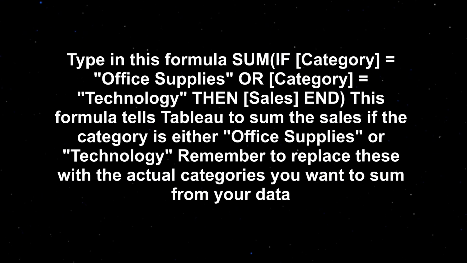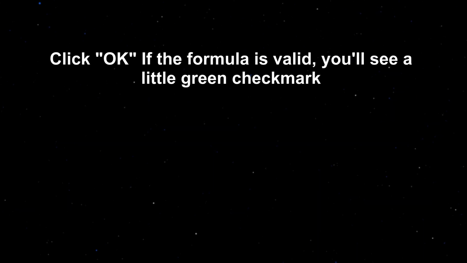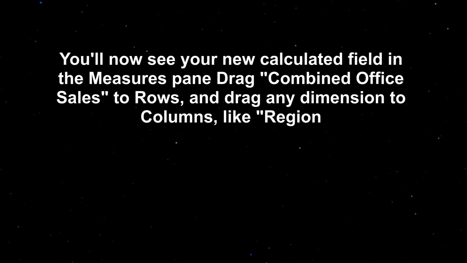Now for the formula. Type in this formula: SUM(IF [Category] = "Office Supplies" OR [Category] = "Technology" THEN [Sales] END). This formula tells Tableau to sum the sales if the category is either Office Supplies or Technology. Remember to replace these with the actual categories you want to sum from your data. Click OK if the formula is valid. You'll see a little green check mark. You'll now see your new calculated field in the Measures pane.